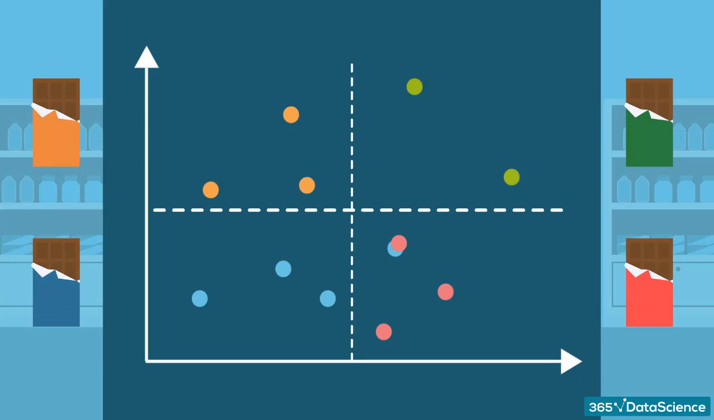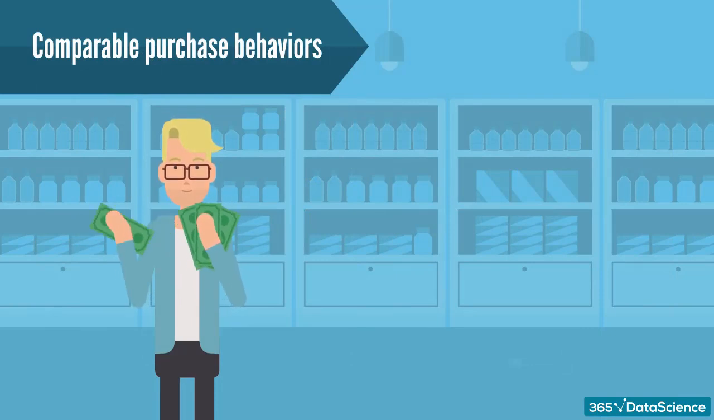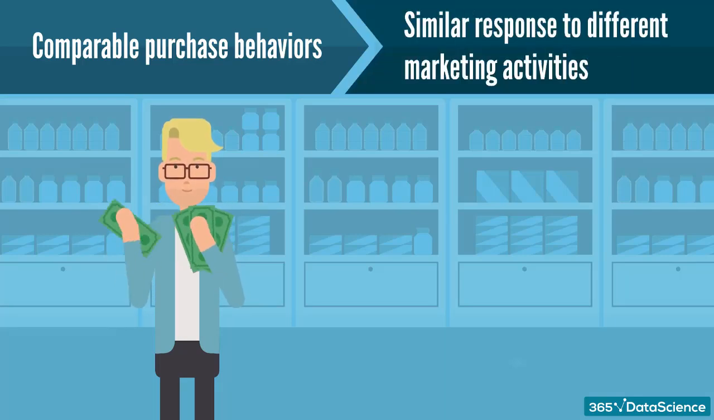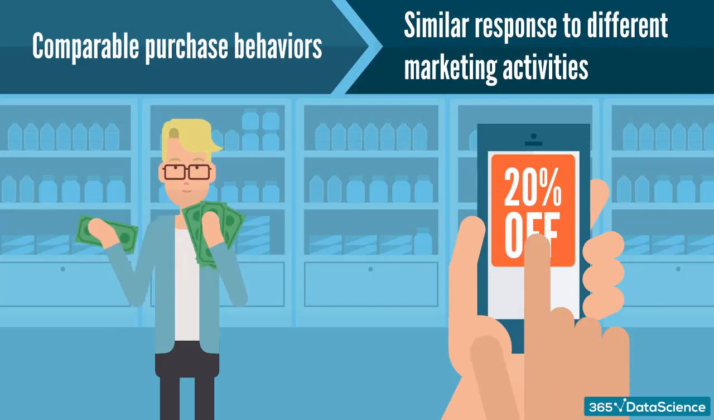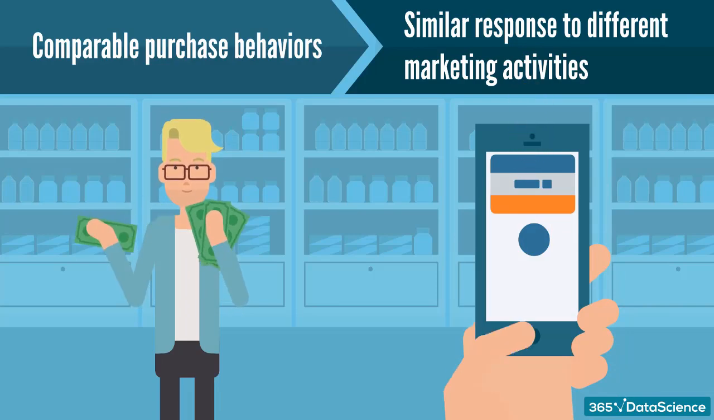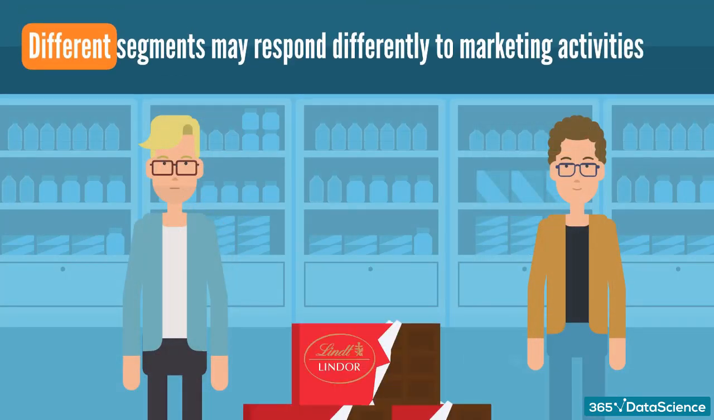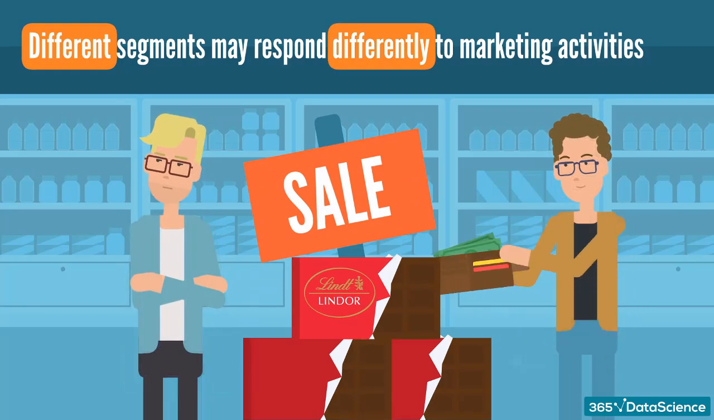Marketers make the case that taste or spending habits are not the only behavioral features that could be generalized for a segment. In fact, people within the same segment may also respond in the same way to different marketing activities. Examples are TV advertising, online advertising, and promotions. Moreover, individuals from different segments may respond differently to each of these marketing activities.